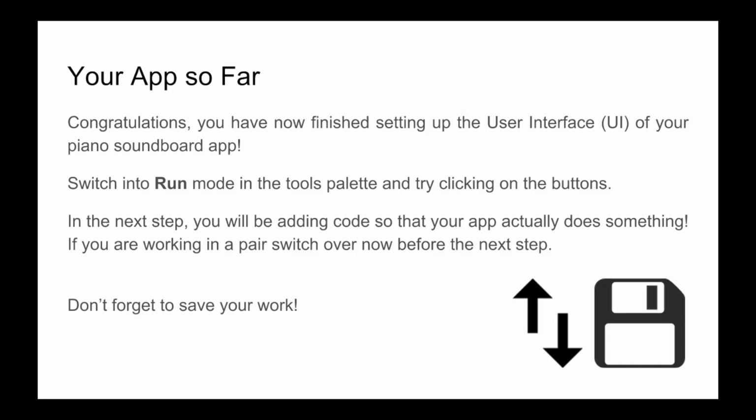Okay, so congratulations, you've now finished setting up the UI of your piano keyboard. Now you can switch into run mode in the tools palette and try clicking on the buttons. And in the next step, we'll be adding some code so that your app actually does something when the user clicks on the keys. If you're working in a pair, switch over now before the next step, and don't forget to save your work.